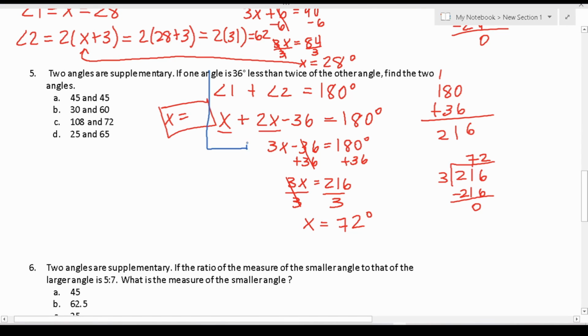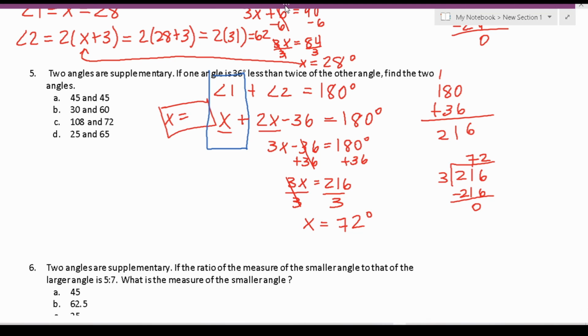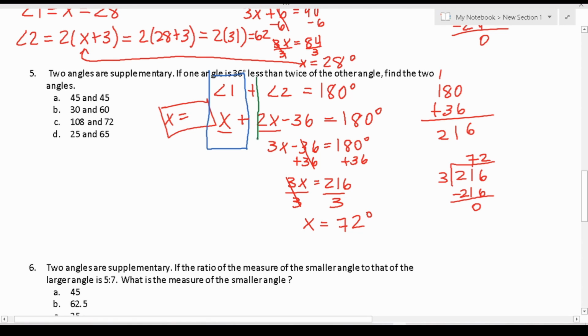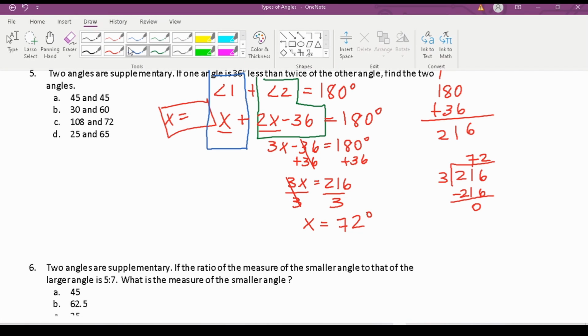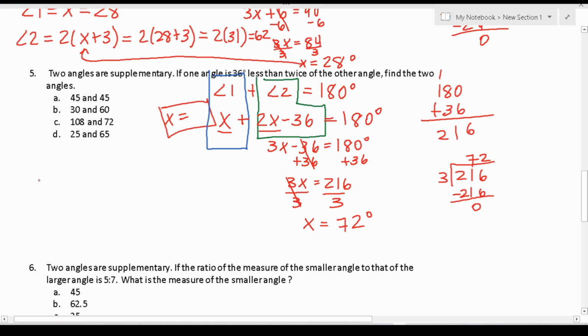Again, angle 1 corresponded with x, whereas angle 2 corresponded with 2x minus 36. So all we have to do is substitute x in accordingly, and we'll have our answer. Again, angle 1 corresponded with x, which is, as we can see, 72 degrees. So we know 72 degrees is the measure of one of these angles. Only one of these answer choices, fortunately enough, has 72 degrees in it, so we know this answer is going to be C.